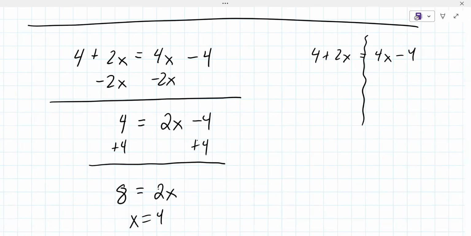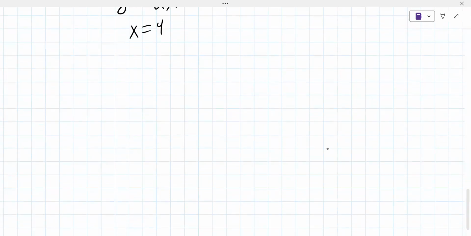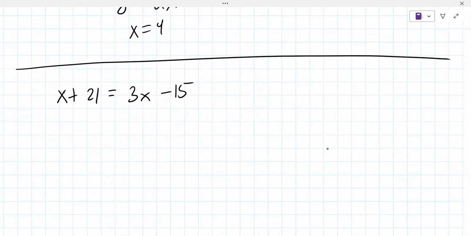All right, so I'm going to put a couple of problems in front of you here to try to solve. Let me see. Yeah, this is good. So let's just say it's x plus 21 equals 3x minus 15. Could you solve that for us, please?